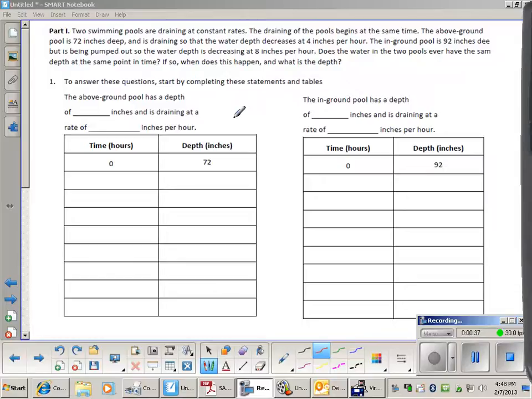What's the depth? So here's these guys. We're just solving by tables. That's all this really is. We got to solve by tables. So we're going to be mixing a lot of strategies in, but let's just get into it and let's see what I'm talking about. Okay, so above ground pool. Let's record some information.